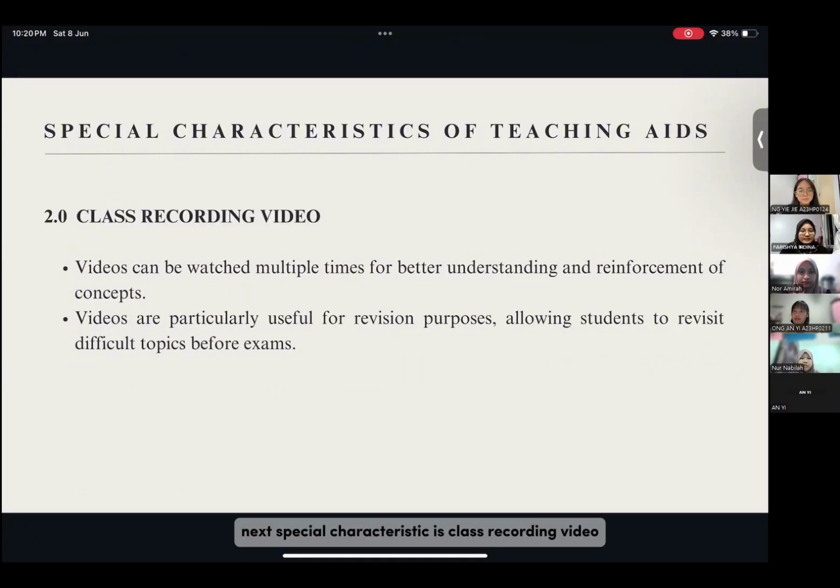Next special characteristic is the class recording video. With a class recording video, students can watch the video multiple times for better understanding and reinforcement of the concept. Videos are particularly useful for revision, allowing students to revisit difficult topics before exams. Students are able to learn at their own pace by pausing, rewinding, and fast-forwarding the content. This adaptability makes it easier to learn challenging material without having to worry about keeping up in a live class.